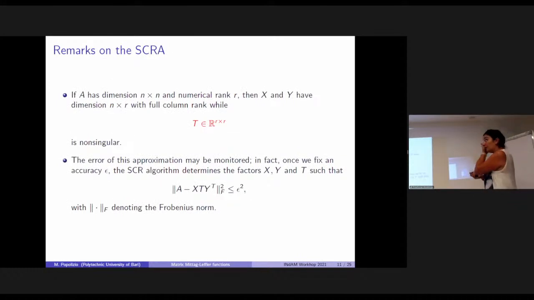Okay, a few remarks on this method. It is particularly effective when A is large but has a numerical rank r which is much smaller than n, because in this case we reduce the dimension to r times r, and we will exploit this dimensional reduction in the following. Another important fact is that we may monitor the error of this approximation, and in fact we may fix an accuracy, say epsilon, and find the T which satisfies this bound.